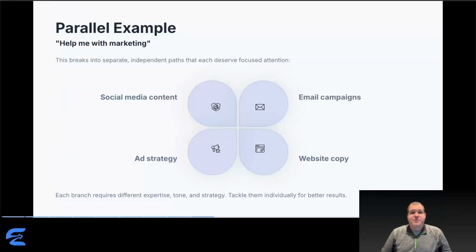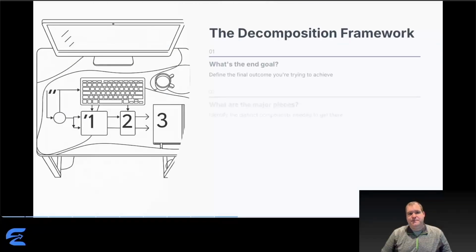Now, let's look at parallel tasks. Someone asks AI to help me with marketing. That's not one thing, it's at least four separate paths. Social media content has its own strategy, tone, and platform constraints. Campaigns require different thinking about segmentation, subject lines, and calls to action. Website copy demands clarity and conversion focus. Ad strategy involves targeting, messaging, and budget allocation. These tasks don't build on each other, they're just related by topic. Each deserves its own focused conversation.